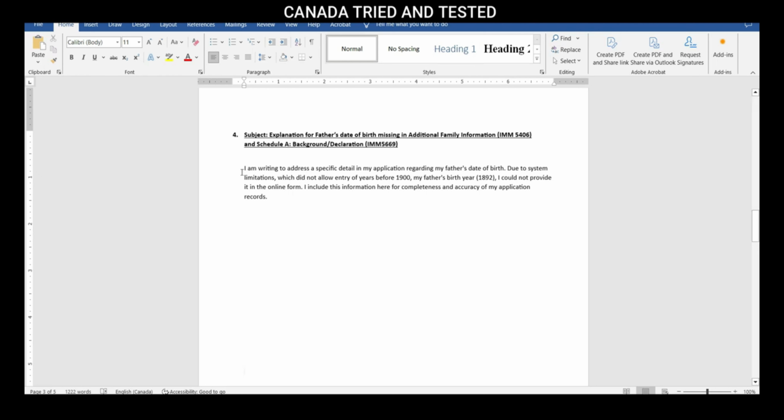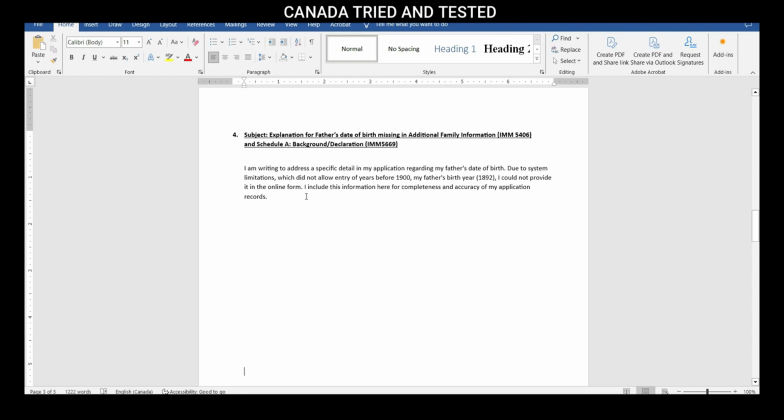The explanation is: I'm writing to address a specific detail in my application regarding my father's date of birth. Due to a system limitation which did not allow entry of years before 1900, my father's birth year is 1892. So the birth year is 1892, but the system entry only starts after 1900. What was done is that in the date of birth field, it was written as 01011900. That way the application goes through, since I could not provide the actual date in the online form. This date of birth was not allowed.